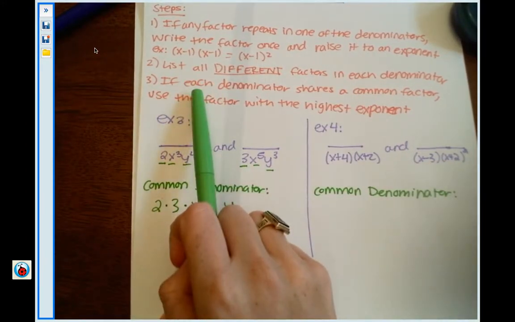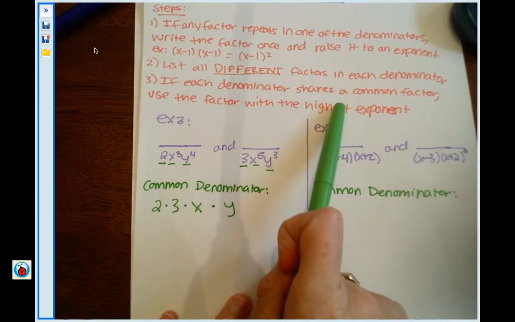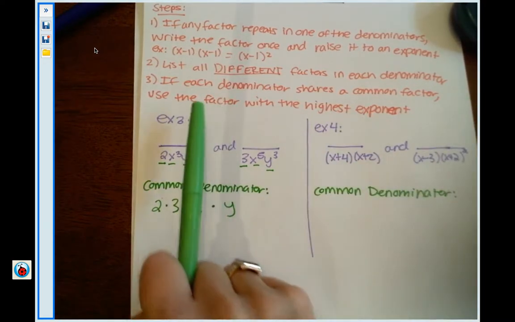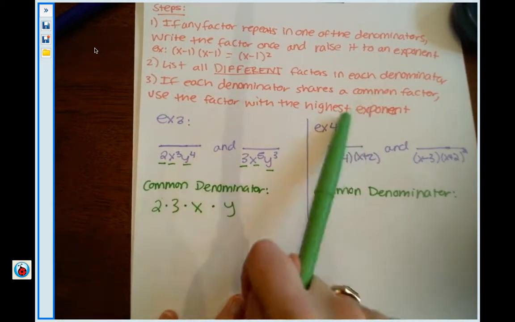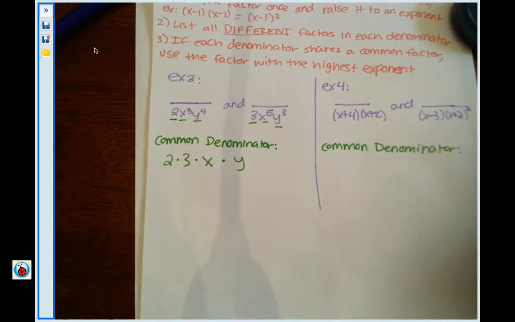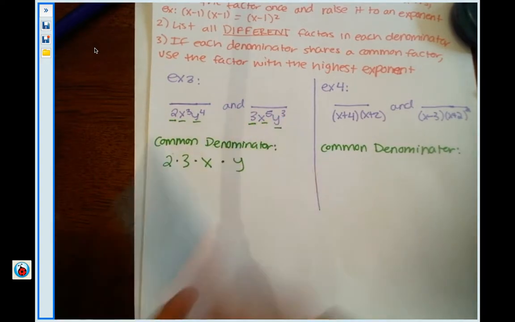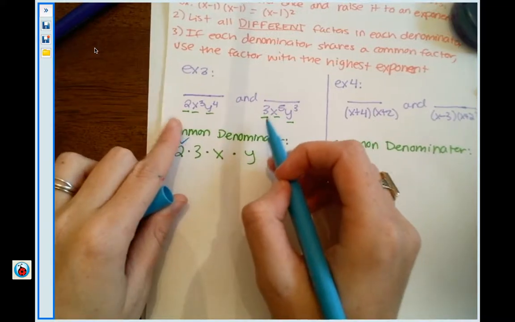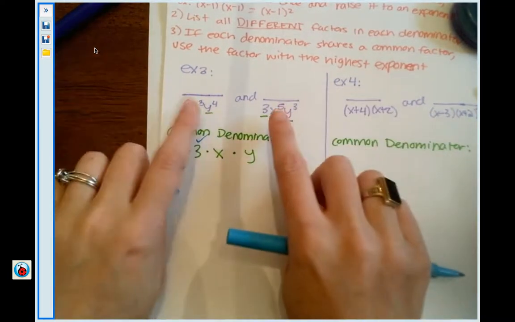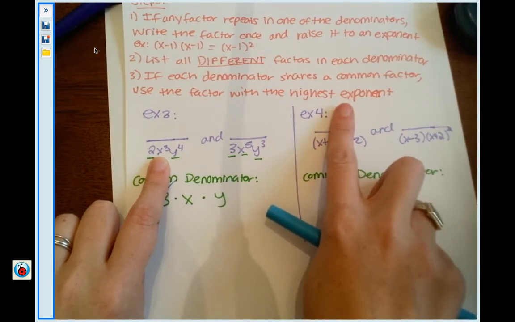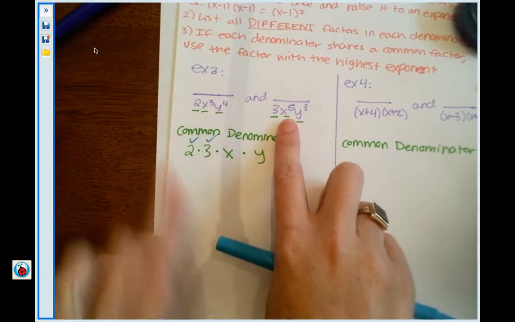Now, this is the important thing, you guys. If each denominator shares a common factor, so if any of the denominators have any of these in common, we're going to use the factor with the highest exponent. Okay, so let's look here. So my 2, I only have 1. It doesn't share 2 in each denominator, so the 2's done. I don't share a 3 in each denominator, so that one's done. But I do have an x in each denominator, and it says if they share any common factors, use the factor with the highest exponent. So I'm going to pick the one with the highest exponent, which is x to the 5th.